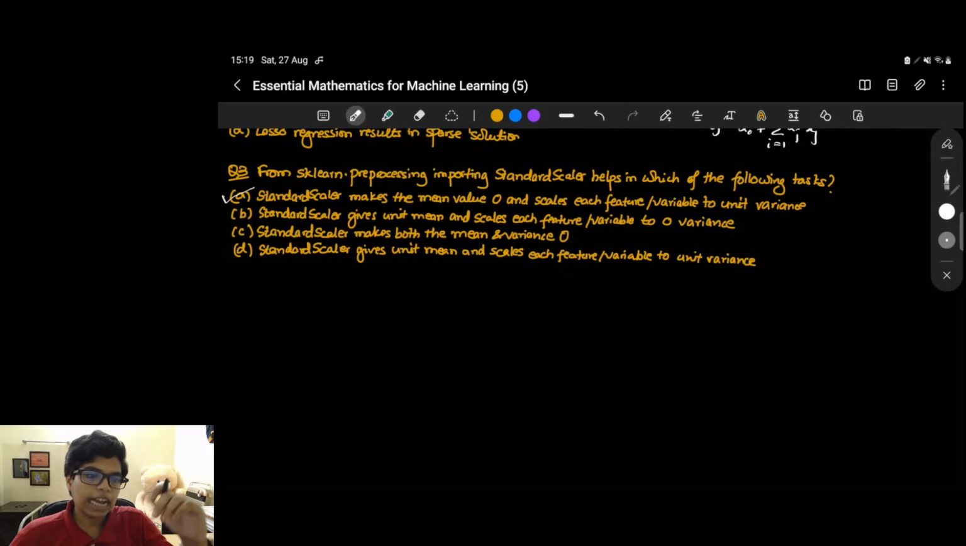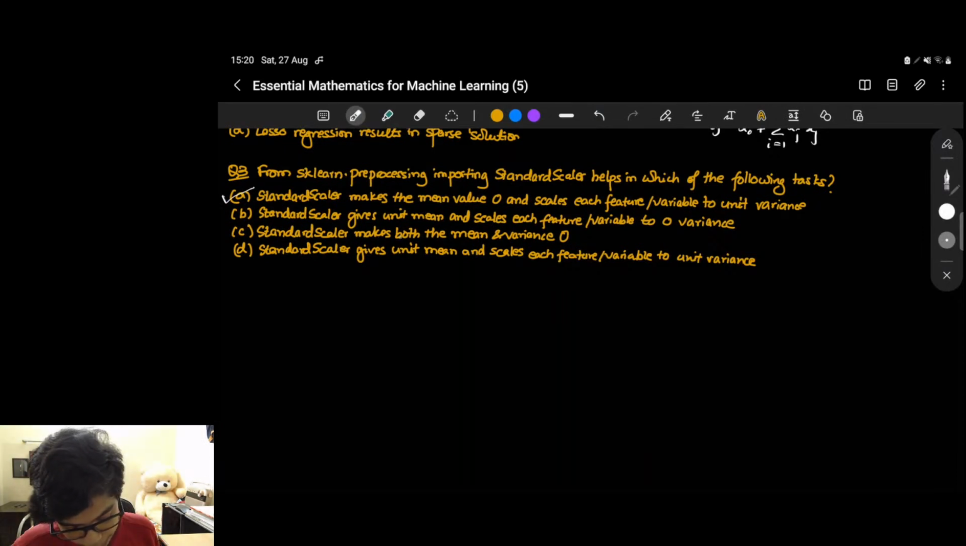And the second thing that it does is scale your data such that your standard deviation becomes 1. So if you have data points which are integers like 1, 2, 3, 4, 5, then it will scale them to fractional decimal points such that the standard deviation of your data set becomes equal to 1. So this is the correct option, and as you can see, all the other options are pretty much bogus.